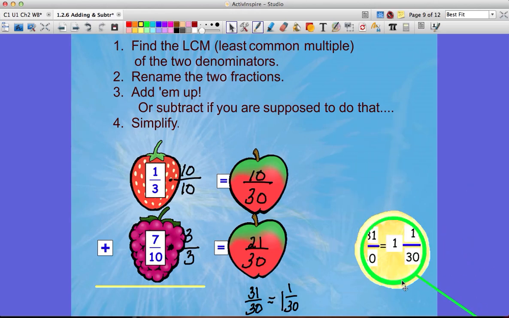Hey, if you didn't get that correct, I want you to make sure to check this work and see where your mistake might have been, and make sure to keep trying. This is a tricky thing to do, but once you get the hang of it, it gets a lot easier.